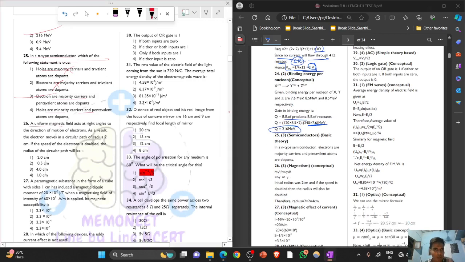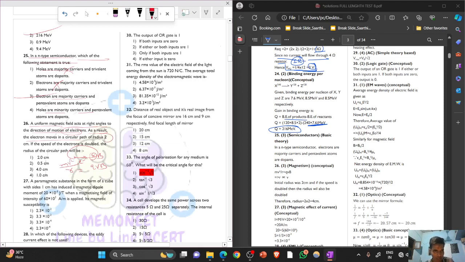Again, a uniform magnetic field acts at a right angle to the direction of electrons. Say this is the magnetic field and this is the electron movement. As a result, the electron moves in a circular orbit. Obviously it moves in a circle, and that is the radius. You can use the radius formula qvB equals mv square by r. From here you can calculate the radius.